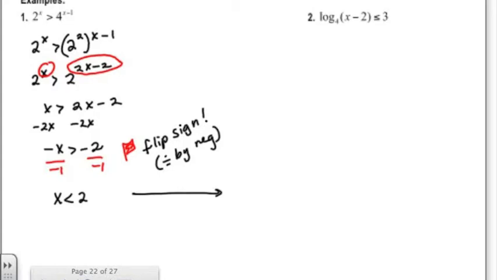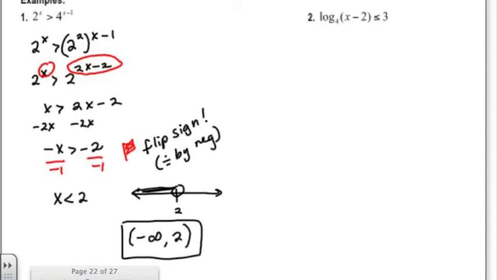Okay, so x is less than 2. If you think about what that is on the number line, you have 2, you have an open circle on 2, and you have everything on the left. So it's negative infinity to positive 2, and then a parenthesis, not a bracket. So that's your answer.